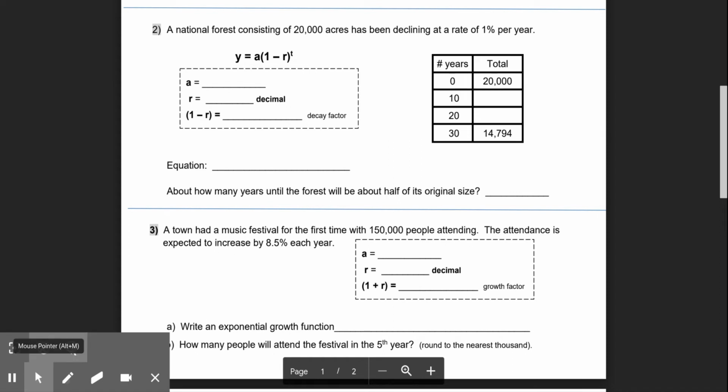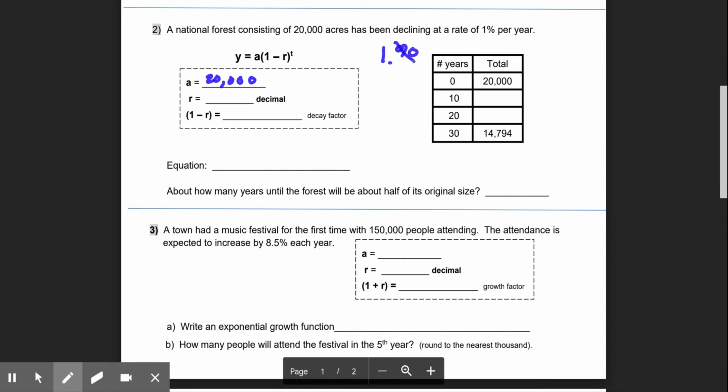Number 2, a national forest consisting of 20,000 acres has been declining at a rate of 1% per year. So our A is going to be the 20,000 because that's the beginning amount. The R, remember, the rate is rounded to a decimal. So if it doesn't have a decimal, it's understood to be to the right. So we drop the percent, move it 2 places to the left. So this would be 0.01.